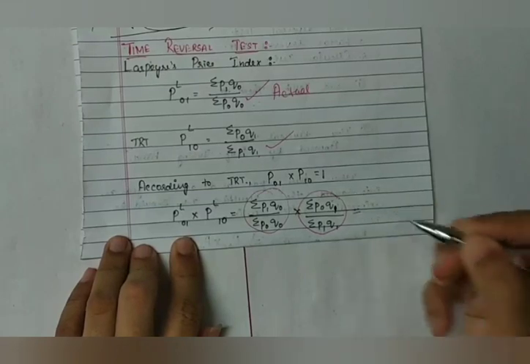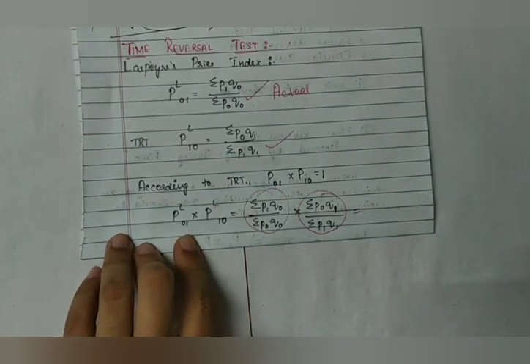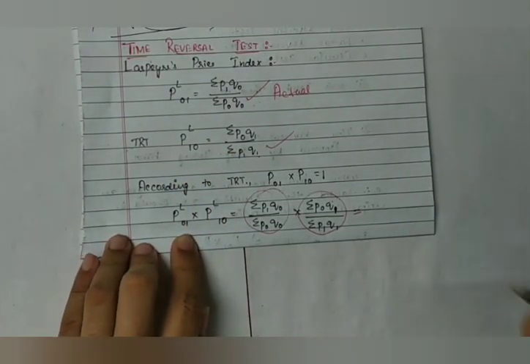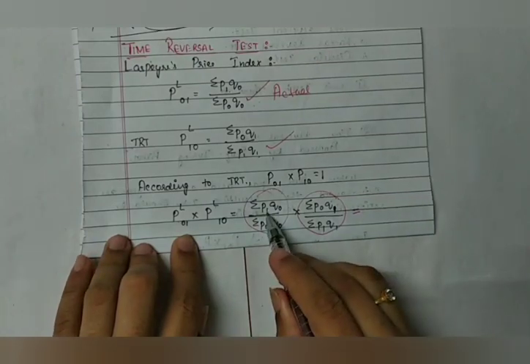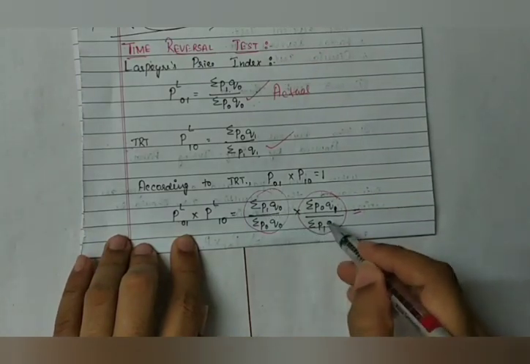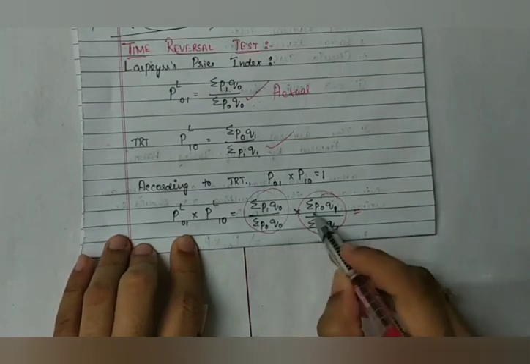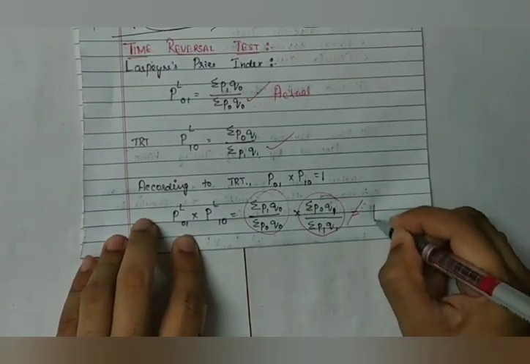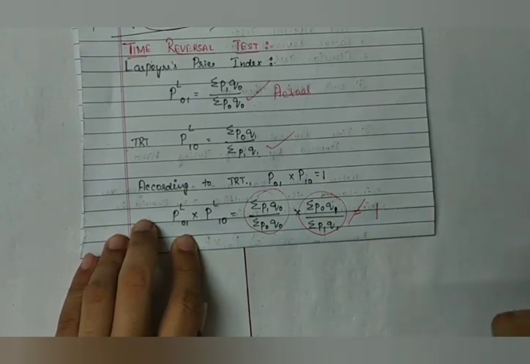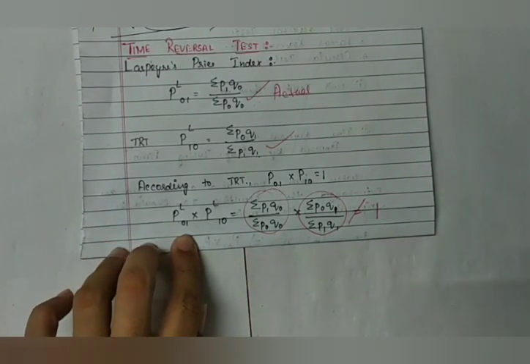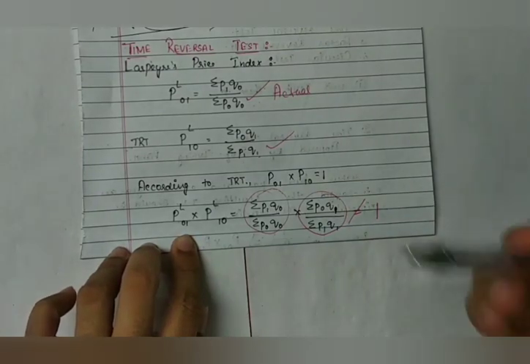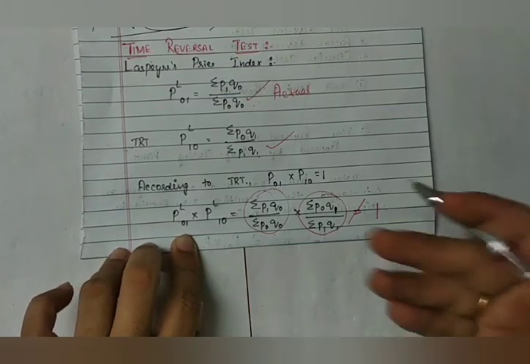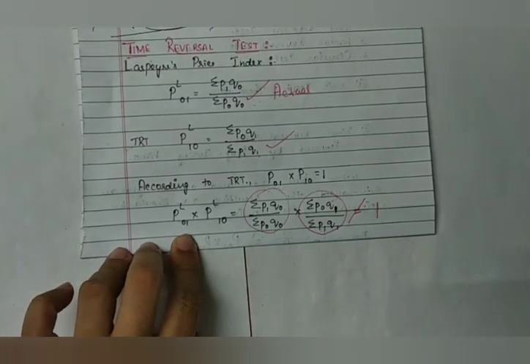Okay, so let's see why time reversal test is not satisfied with Laspeyres price index number. See, if you try to simplify this now, P1 Q0 is nowhere available here, isn't it? And P0 Q0 also is not available. And after simplifying, our answer will not be 1, isn't it? So that is the reason behind concluding that time reversal test is not satisfied with Laspeyres price index number. And so let's see in which formula it is satisfied now.